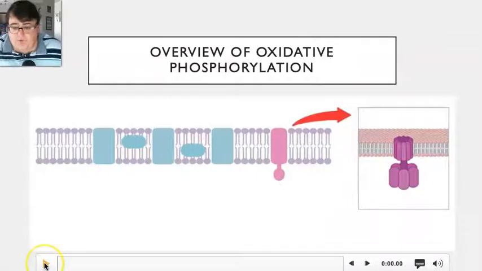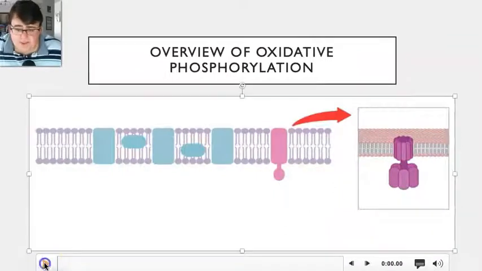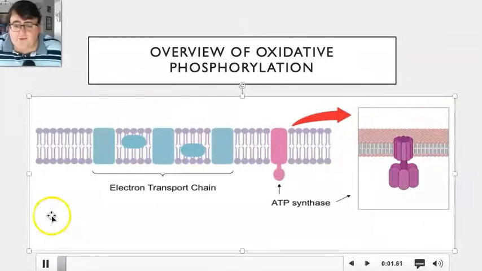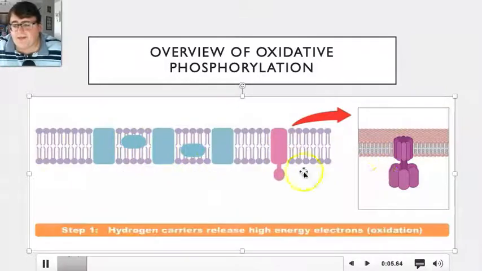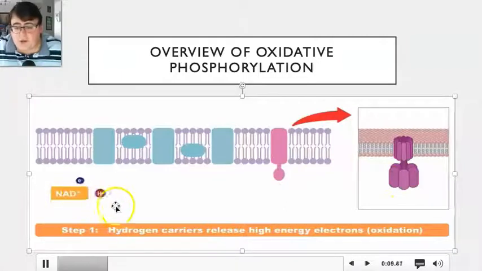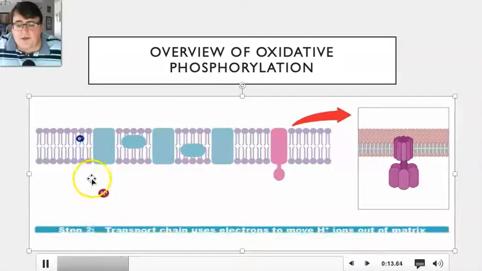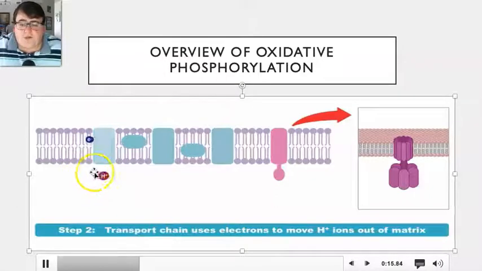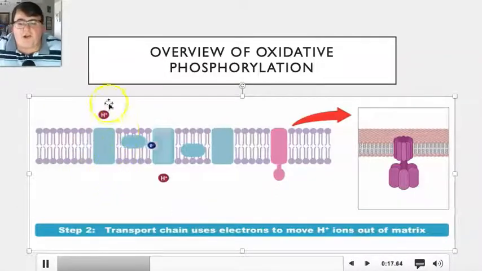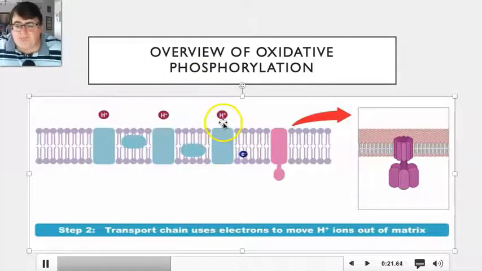We're just going to watch a little bit of a video here to show how this process works. So we start with our first step. First off, we've got our electron transport chain here, and our ATP synthase here, and you can see the zoom up here. Our hydrogen carriers, NADH and FADH2, come in, they release their high energy electrons through oxidation, and the transport chain will use those electrons to move hydrogen ions out of the matrix into the space between the two membranes.